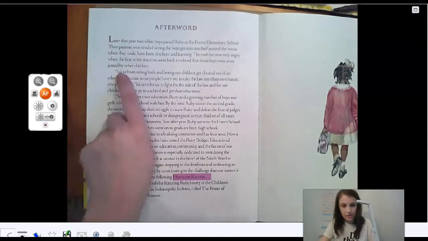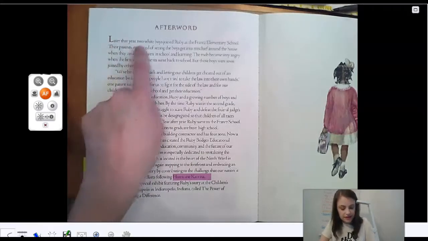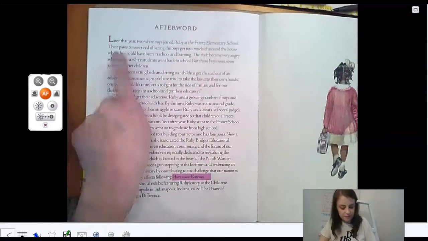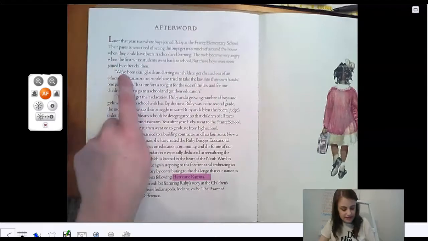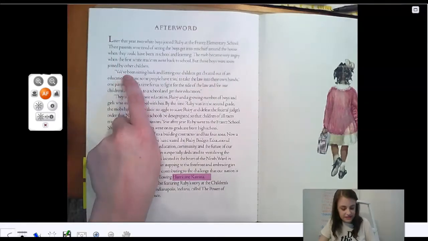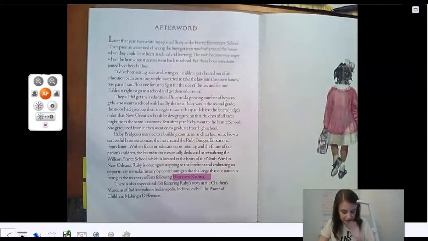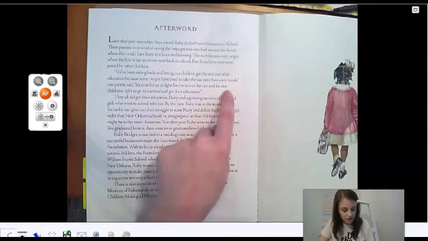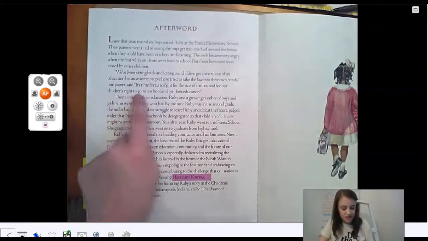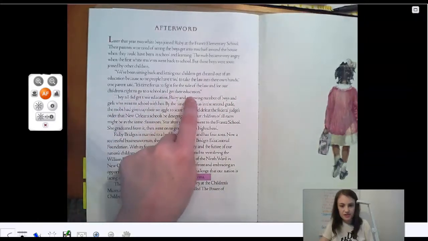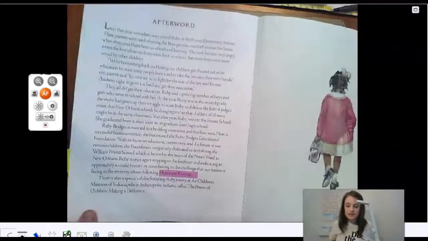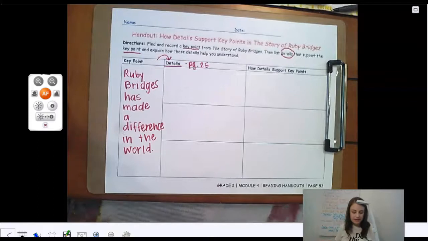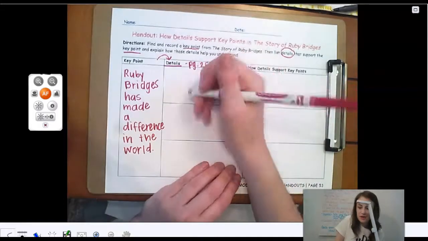Let's look at paragraph 1. Later that year, 2 white boys joined Ruby at the Franz Elementary School. Okay. It then says, we've been sitting back and letting our children get cheated out of an education. It's time for us to fight for the side of the law and for our children's right to go to a school and get their education. So, what is this detail? If I was to pick a detail from this paragraph that supports my key point that Ruby Bridges has made a difference, what would that detail be?